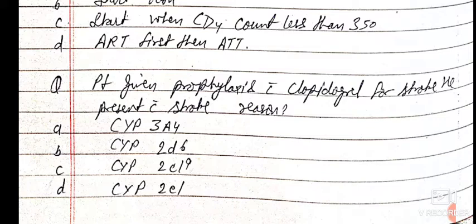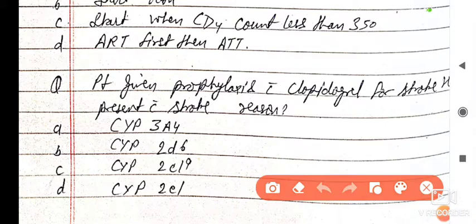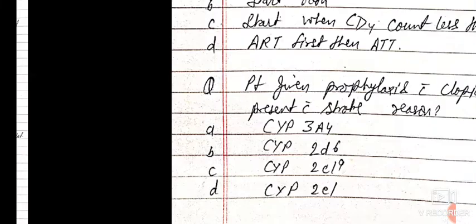Now, patient given prophylaxis with clopidogrel for stroke. He presents with a stroke again. The reason is inhibition of the enzyme CYP2C19. This enzyme is inhibited, that's why there is a chance of re-stroke.